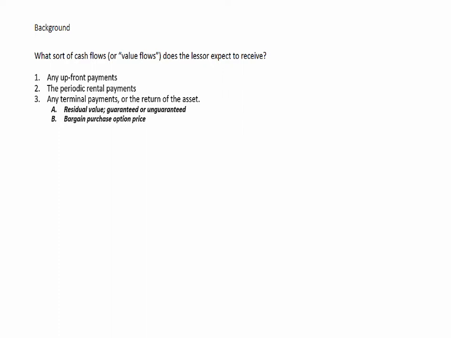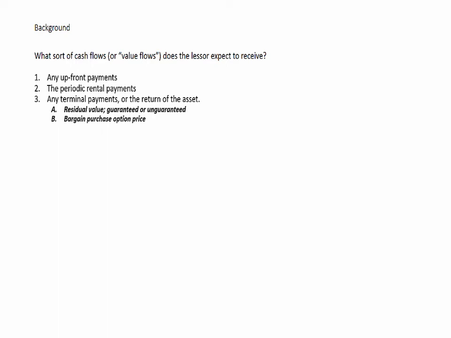Alternatively, there may be a bargain purchase option price. Let's say, for example, that you go out and you lease a brand new car. You lease a 2019 Honda Accord, and you lease it for 3 years, and the lease says at the end of 3 years, lessee can buy the car for $1. Now, clearly that would be a bargain purchase, and you, the lessee, would be expected to exercise it, and so the lessor would expect to receive $1.